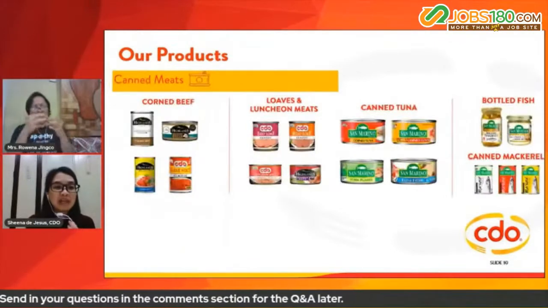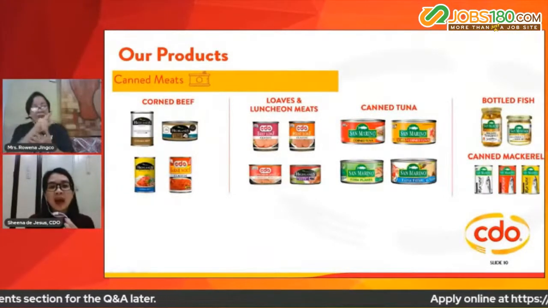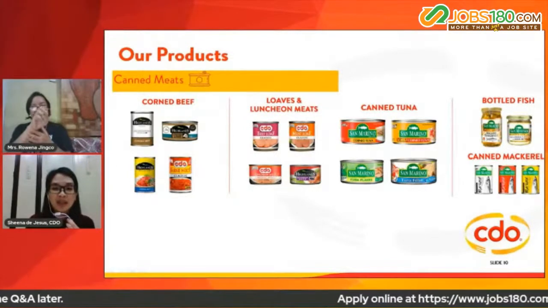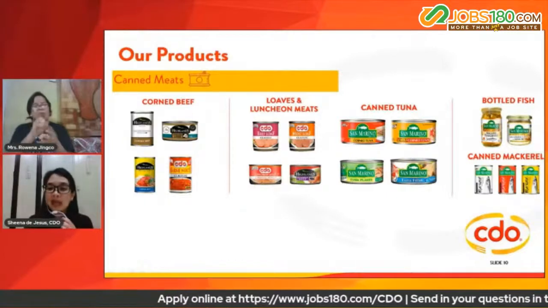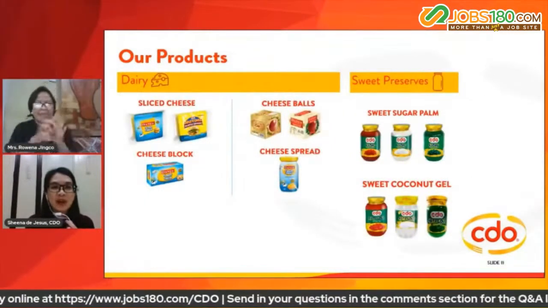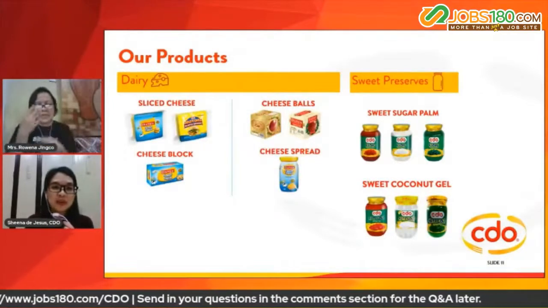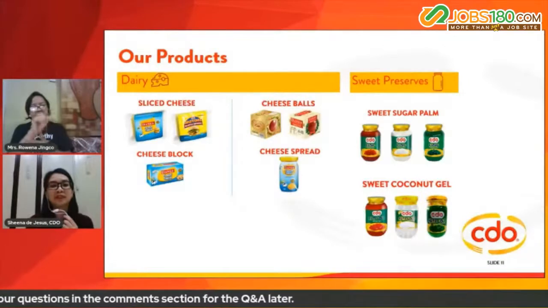We also have canned meat. So these are Highlands corned beef, carne norte, luncheon meat, beef loaf. We also have San Marino tuna and mackerel. We also have dairy products like cheese. If you're familiar with cheese with bacon, that's our product as well. We have cheese balls and sweet preserves.